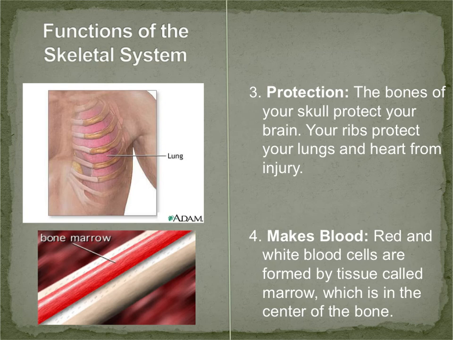Also, in addition to support and movement, we have protection and the making of blood. An example of how the skeletal system protects your organs would be your skull protecting your brain, your ribs protecting your lungs and your heart. So they shelter and protect those vital organs.